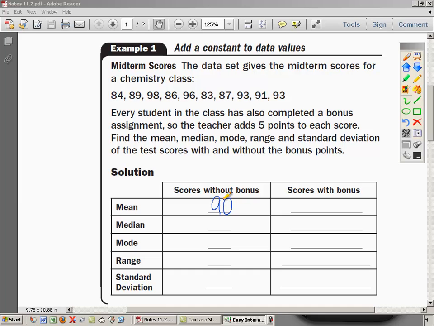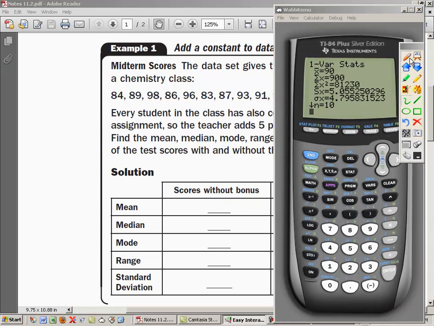Okay, the median we'll get in just a second. We said the mode was 93. What I'm going to skip to right now is the standard deviation. All right, standard deviation is given right here. All right, so that is sigma x, which is 4.79. So we're going to call that 4.8 for the standard deviation.